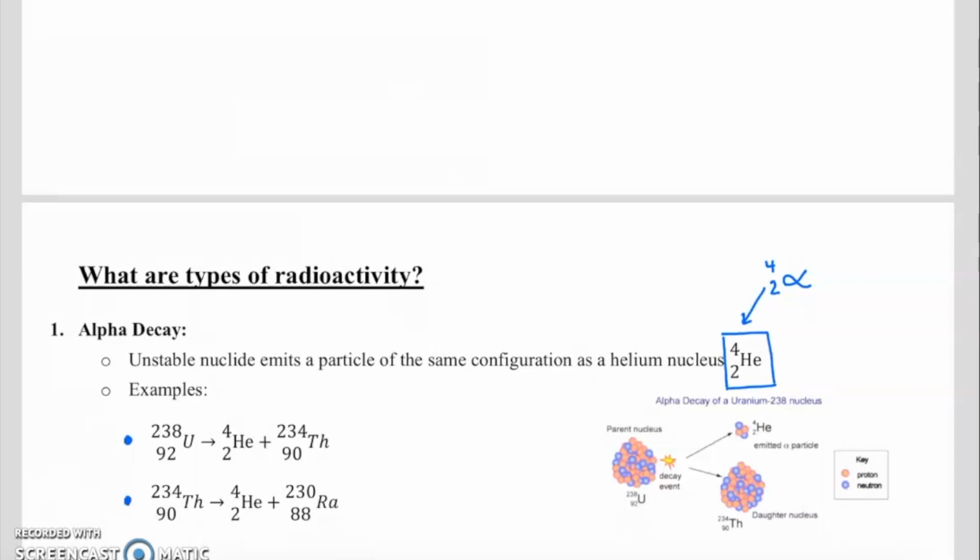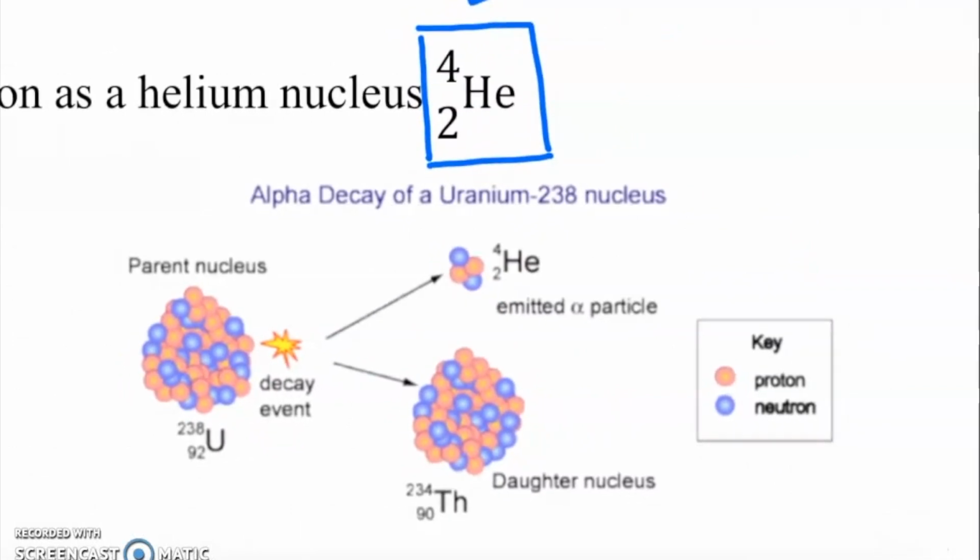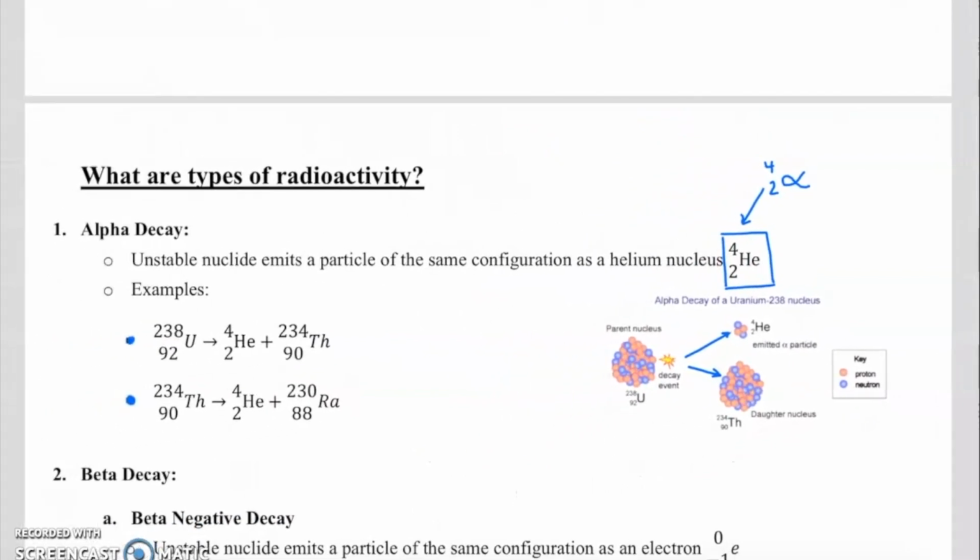Or thorium-234 releasing an alpha particle in order to become radium-230. Each time it's releasing that alpha particle, that nucleus is just trying to get more and more stable. You can see that playing out right here. This was our first example, alpha decay of a uranium-238 nucleus. The decay event sends off that alpha particle and creates a daughter nucleus that is more stable than the parent nucleus. So this is alpha decay, when we're emitting that particle that looks like a helium-4 nucleus.